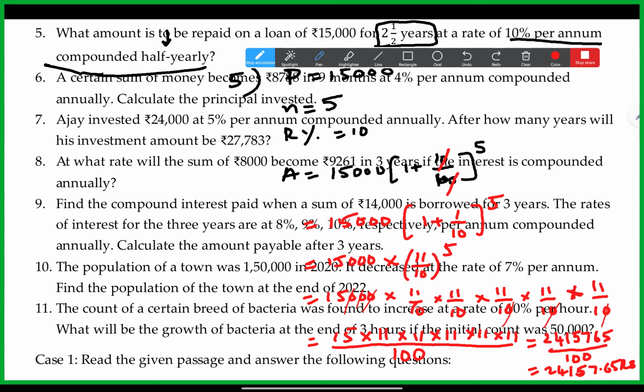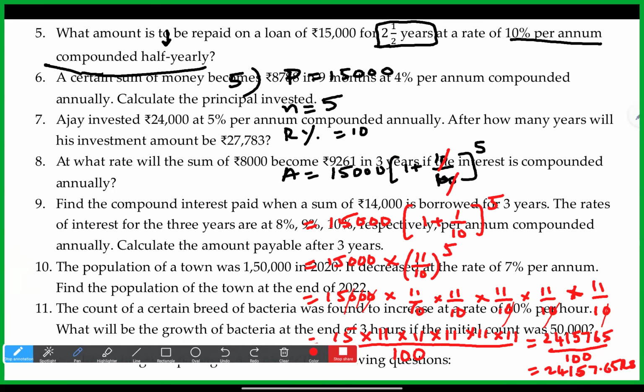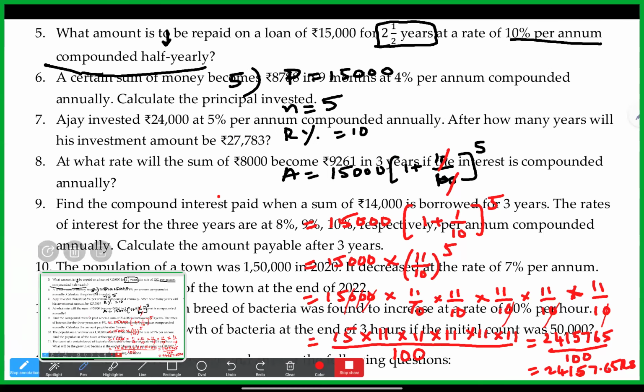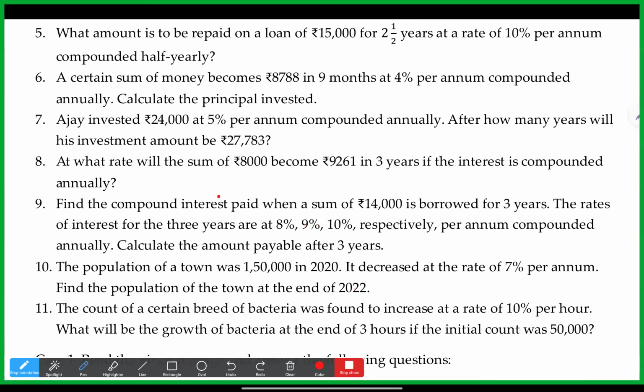Okay, so we'll go to the next question. Shall I delete it, Ishwa? Yes, sir, you can delete. Yes, Ishwa. This is the final amount after 2.5 years compounded half yearly. Sixth question, Ishwa.